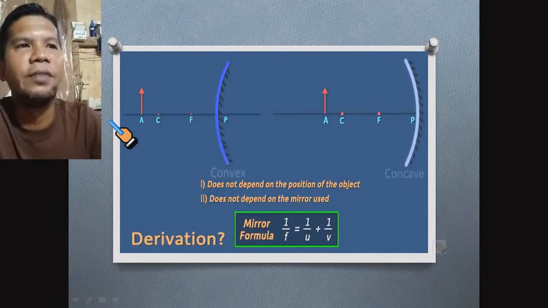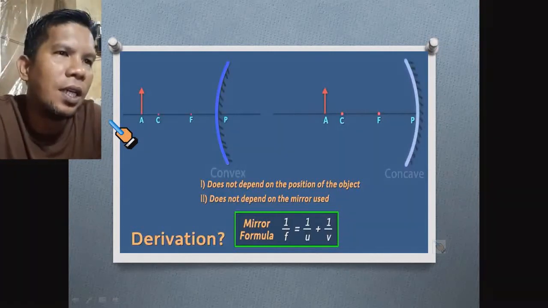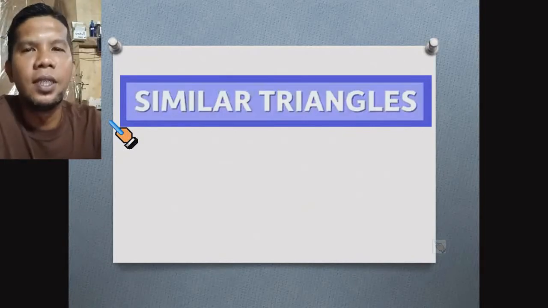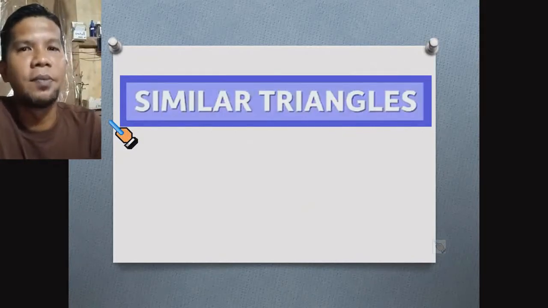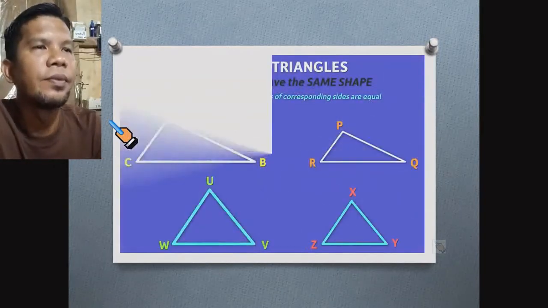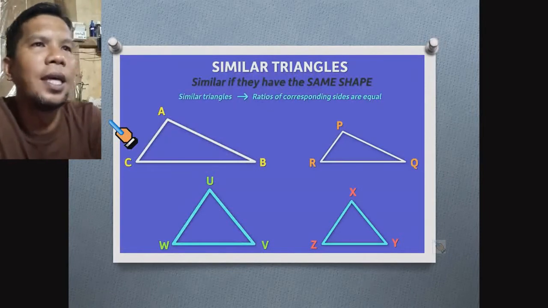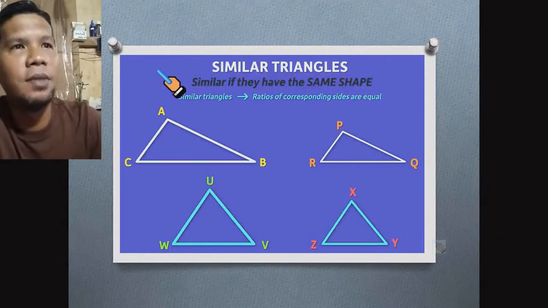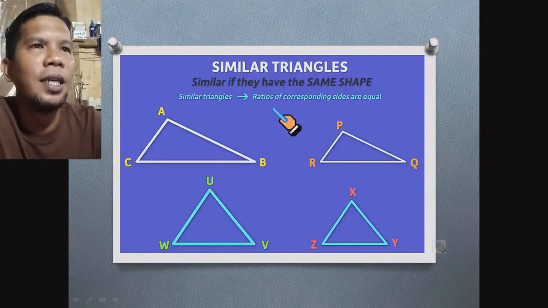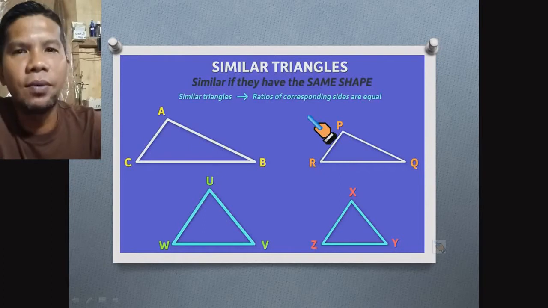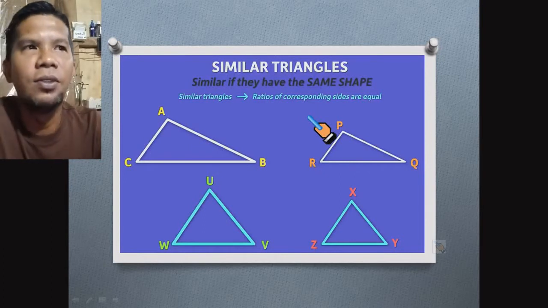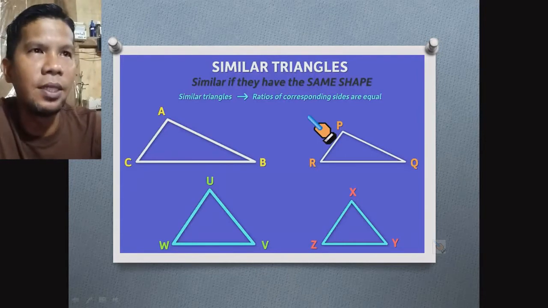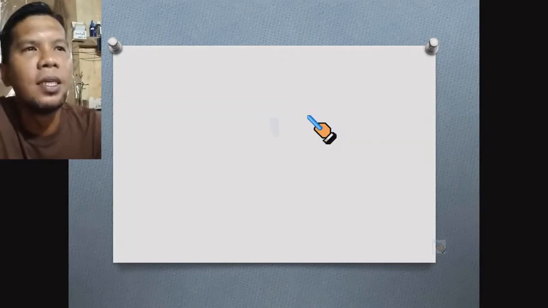Now, how are we going to derive it? How did we arrive at 1 over F equal to 1 over U plus 1 over V? Now, let's go to the concept of similar triangles para mas maintindihan nyo. Okay, similar triangles. Triangles are similar if they have the same shape. Similar triangles, ratios of corresponding sides are equal. So, dapat equal ang corresponding sides o yung ratio ng corresponding sides mo. So, paano natin ipapaliwanag yung ratio of corresponding sides? Now, let's have this one.